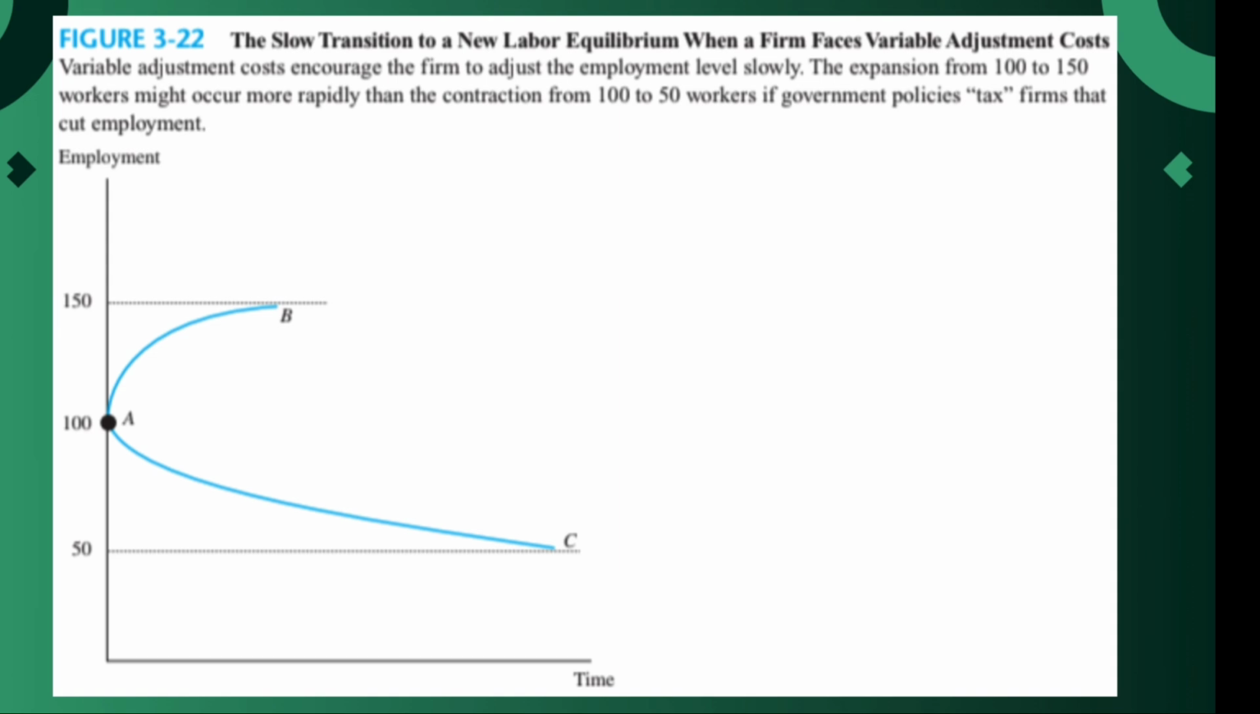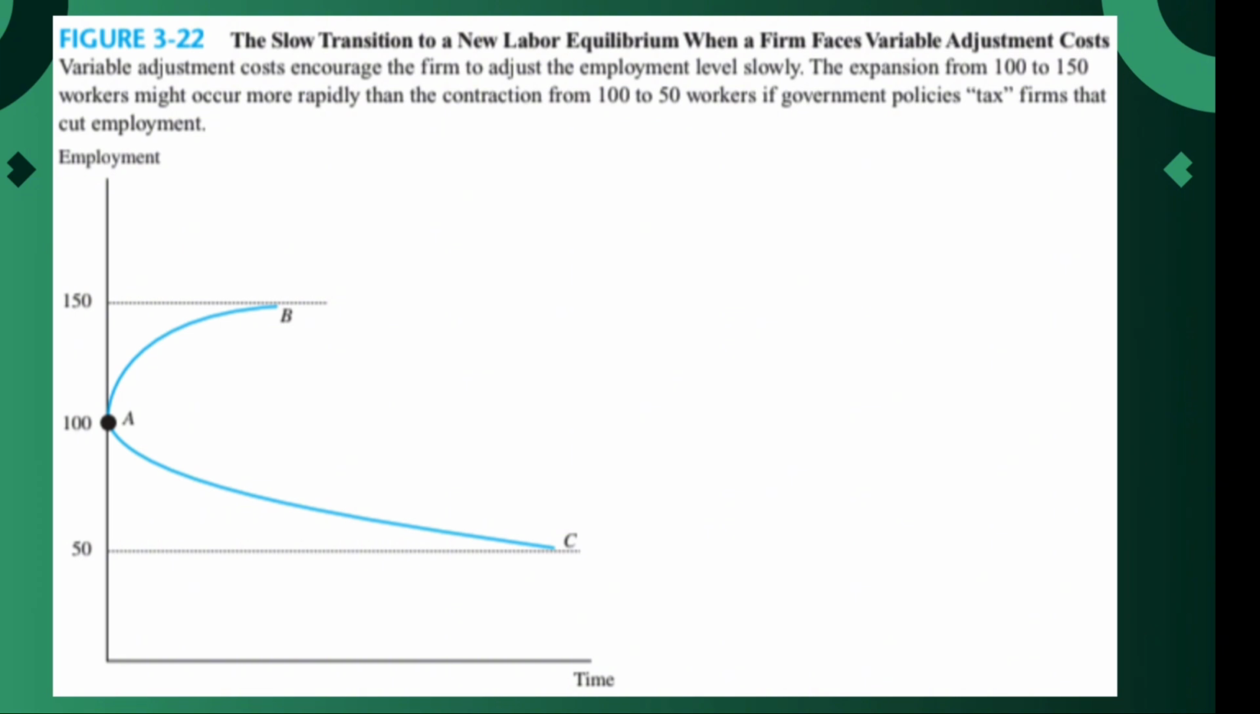The same kind of slow adjustment occurs if the firm faces a decrease in output price. The firm would then like to cut employment from the initial level of 100 workers to 50 workers. Laying off too many workers at once, however, is disruptive. And the greater the number of layoffs, the higher the marginal cost of adjustment. The firm, therefore, will cut employment slowly, as illustrated by the adjustment path from A to C in the figure, as might arise if government mandates make it difficult for firms to trim their workforce.